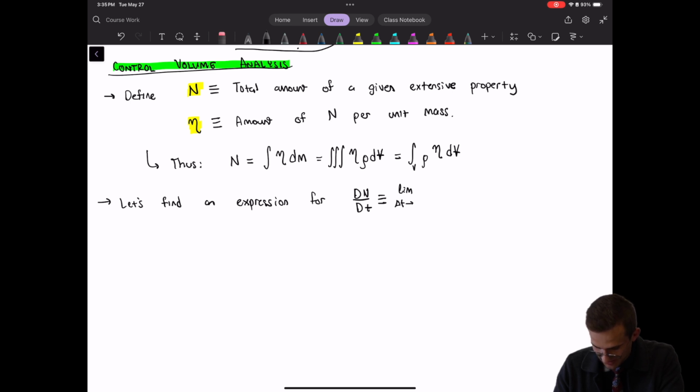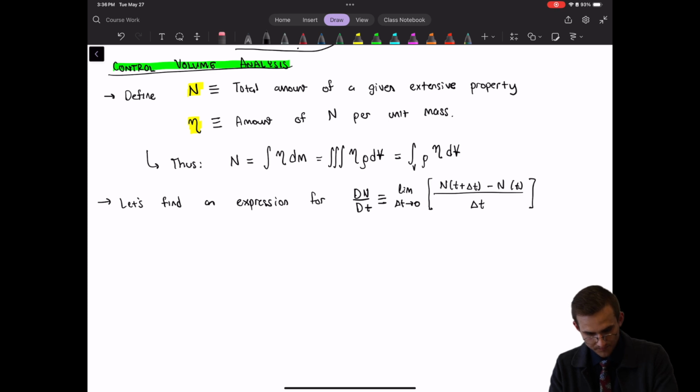is equal to the limit as the change in time goes to 0 of N at t plus delta t minus N at t, divided by delta t. Okay.